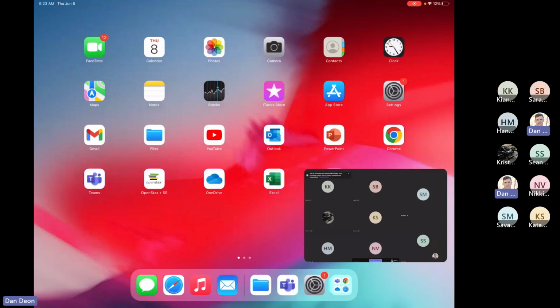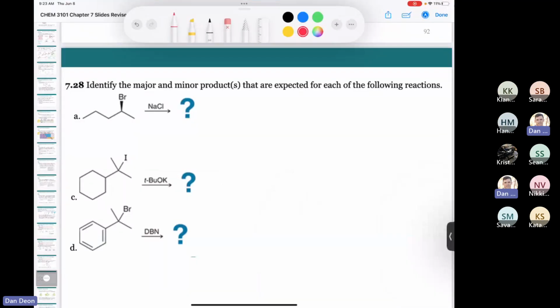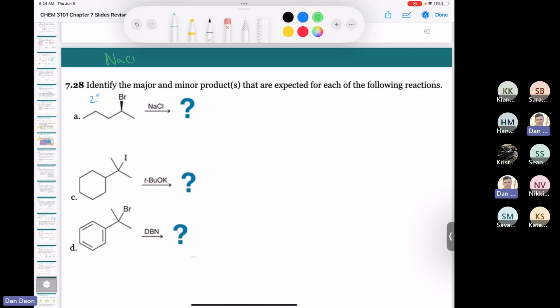All right, so we left off here at question 7.28, and we're going to take a look at each one of these problems. So if we take a look at the first one, we have a secondary alkyl halide, put a stereocenter in it, and we're using sodium chloride. Sodium chloride is Na+ and Cl-. Chloride is a strong nucleophile, but a weak base.